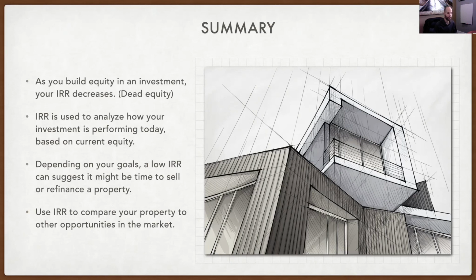Use that IRR and then compare the performance of your current property to what's available on the market. If you're finding that there's nothing out there that provides a better return on investment, then you're best just to leave it alone. But if you're finding that typically in this market you can find a 20% return on your investment and your current property is only at a 6% internal rate of return, that's a lot of dead equity that could be leveraged into building equity and building your portfolio.